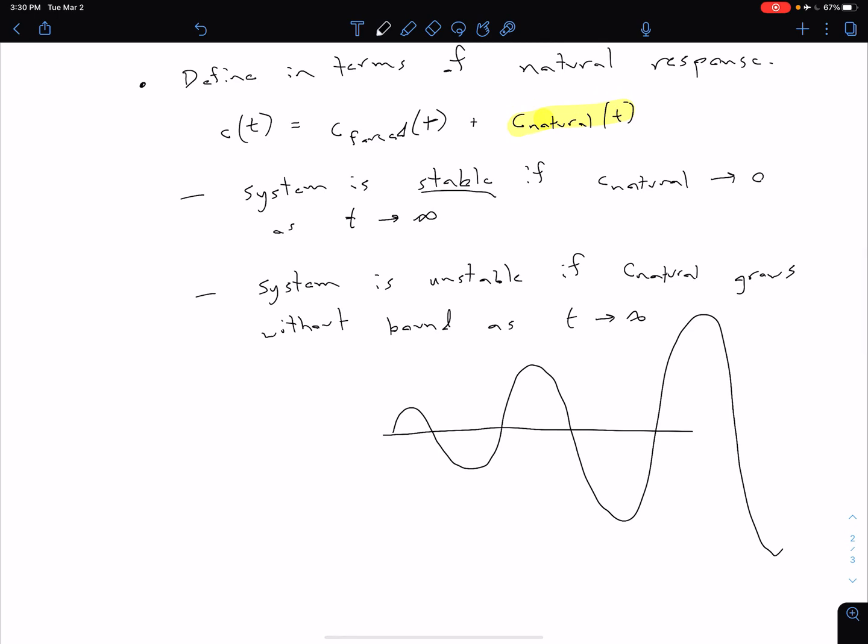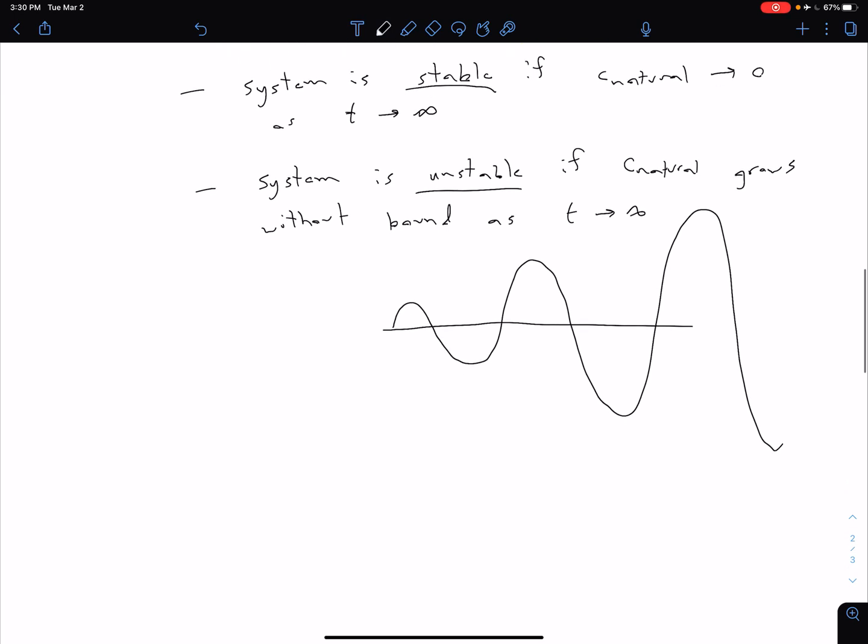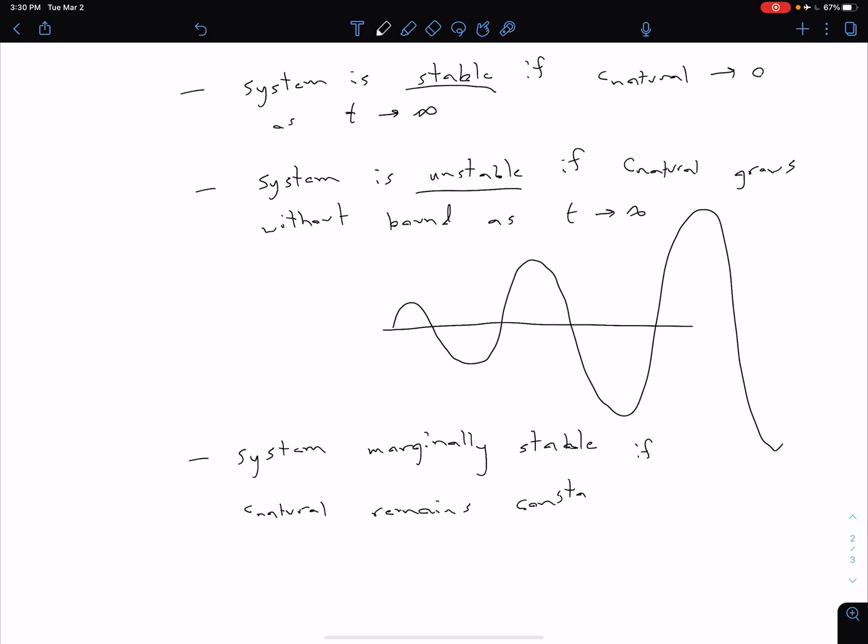So we have our stability and instability. We can also talk about the transitional case between the two, which is marginal stability. We can say our system is going to be marginally stable if c_natural is just remaining constant or oscillating as t goes to infinity.